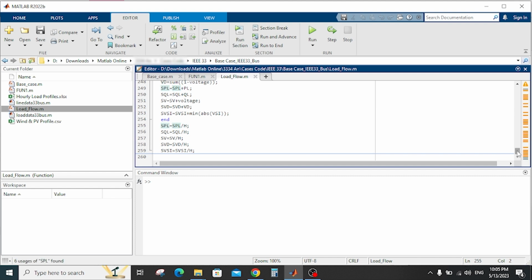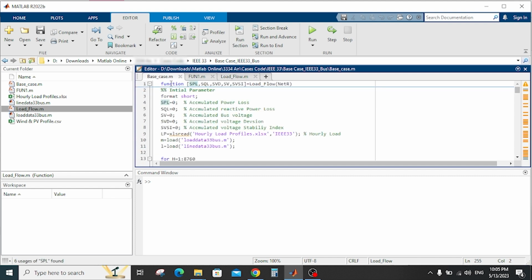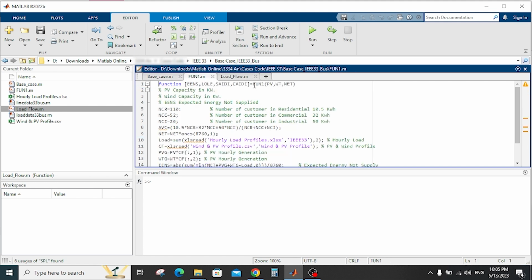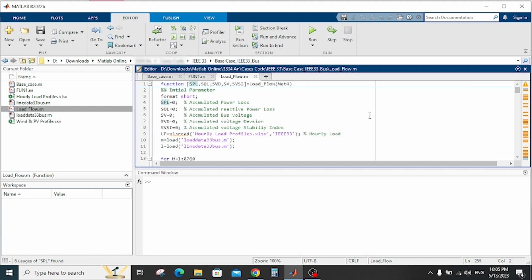The output will be used in the base case function, as you see here. This is the average voltage stability index. So this is the explanation of the load flow program.